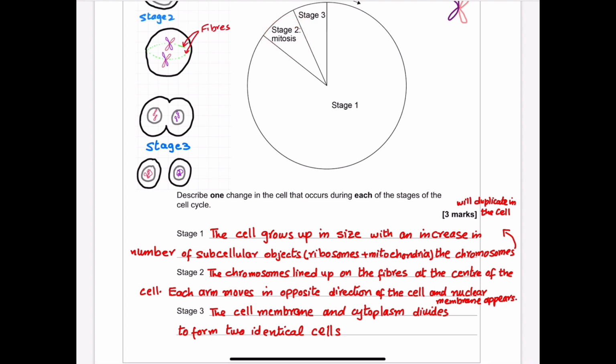The chromosomes line up on the fibers at the center of the cell, as we can see from here. Each arm moves in the opposite direction, and the nuclear membrane will appear. In stage number 3, the cell membrane and the cytoplasm divide to form two identical cells, which we can see here.